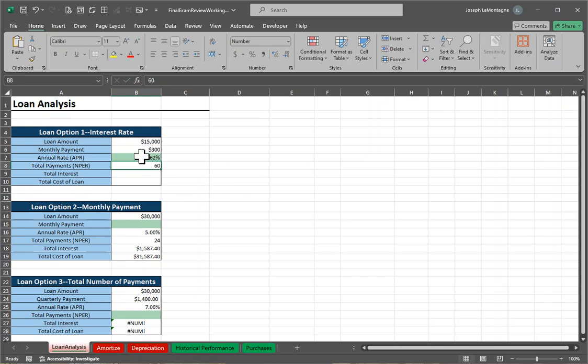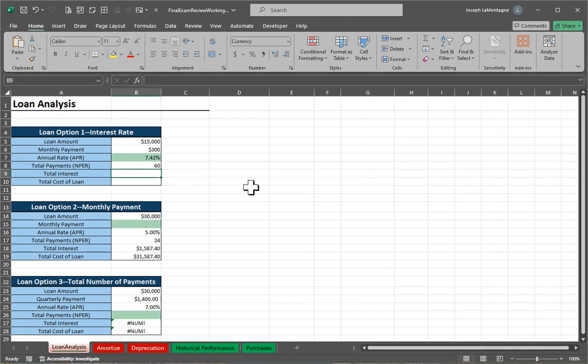Now that is actually kind of misleading. Remember, the rate function divides the annual rate by the number of payments in a year, 12 or 4, depending on whether you're doing monthly or quarterly. So what we'll have to do here is multiply this by 12. And then that will give us the interest rate of 7.42, which is a little bit closer to what we actually need.